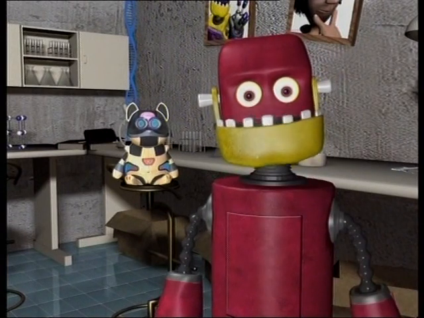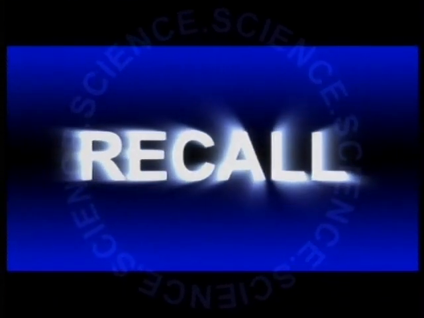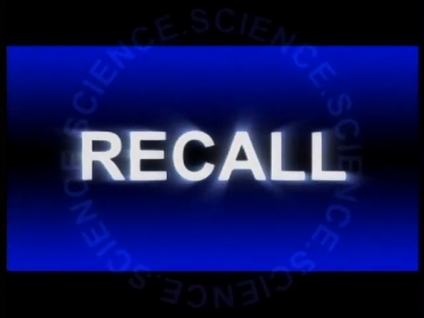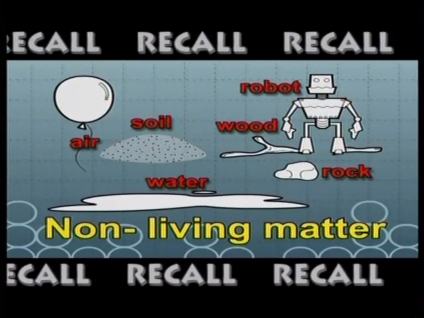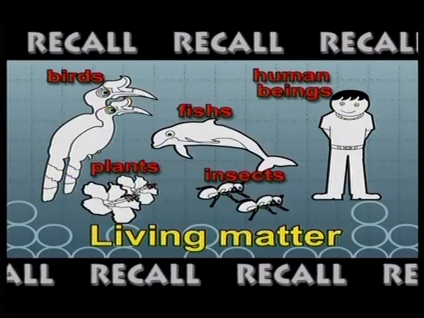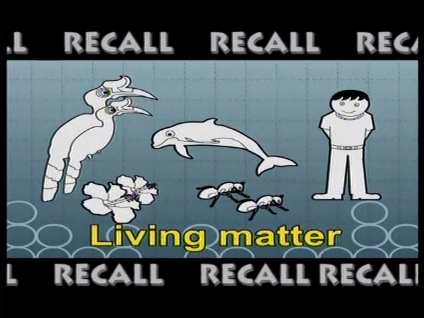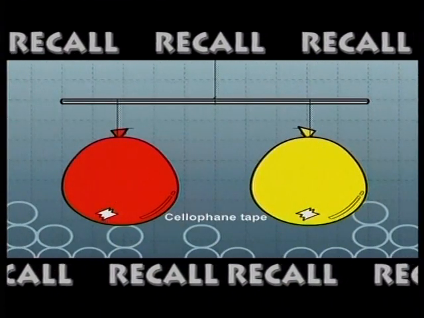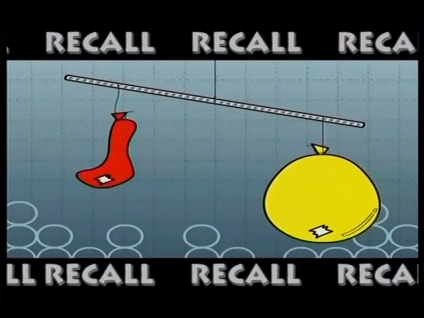Now, let's recall what we have learned from today's lesson. We have learned that matter is anything that has mass and occupies space. Living and non-living things are matter. We also know that the air around us is matter.